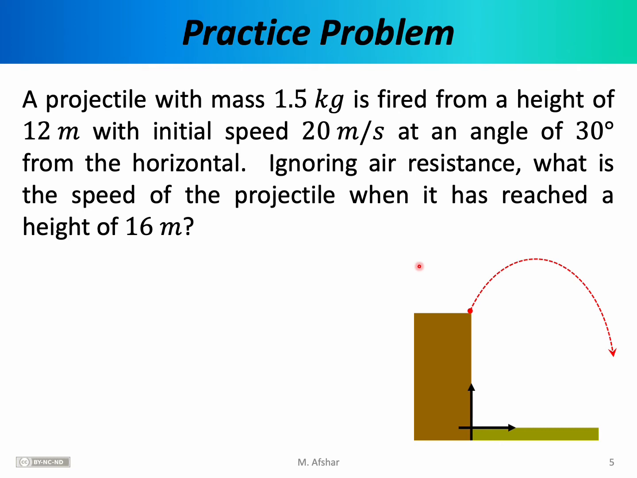Let's do a practice problem involving conservation of energy. A projectile with mass 1.5 kilograms is fired from a height of 12 meters with initial speed 20 meters per second at an angle of 30 degrees from the horizontal. Ignoring air resistance, what is the speed of the projectile when it has reached a height of 16 meters?